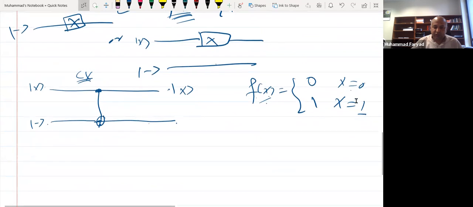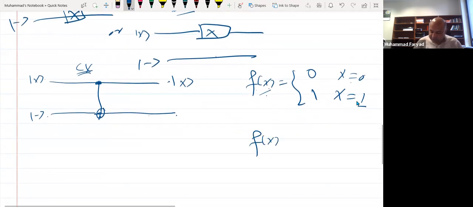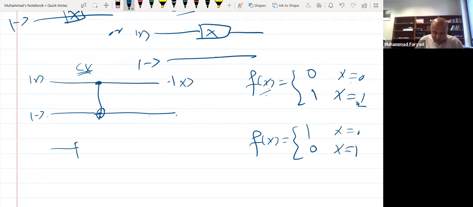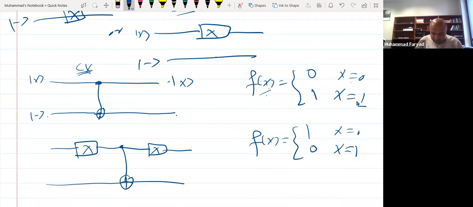What if you want to implement this function that's 1 when x is 0 and it is 0 when x is 1? What we can do is put an x gate here, and then a C naught like this. Now you see, when x is 0, this x gate will make it 1, and when this is 1, this will act and I will get a phase. But at the end, this 1 is again being xed, so we are getting 0 state at the output again.